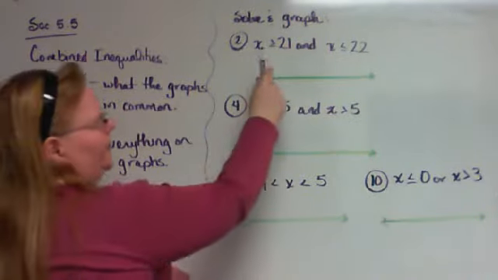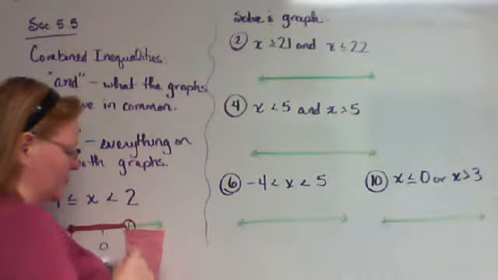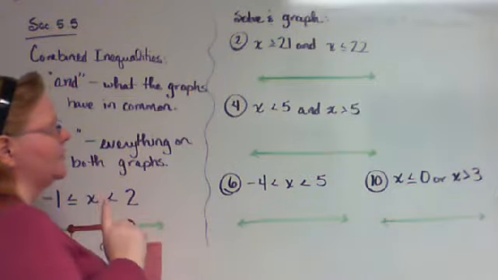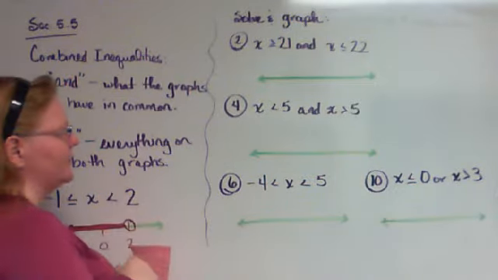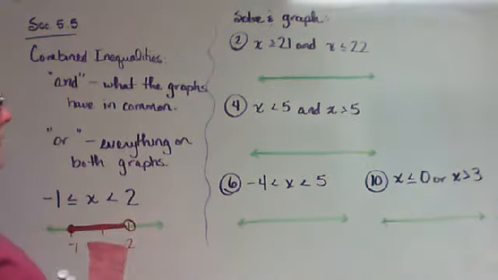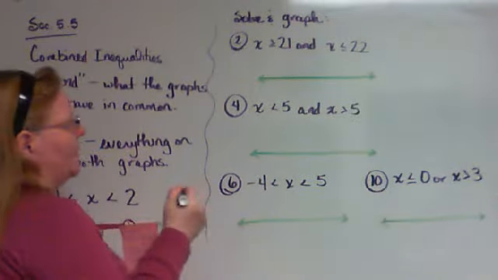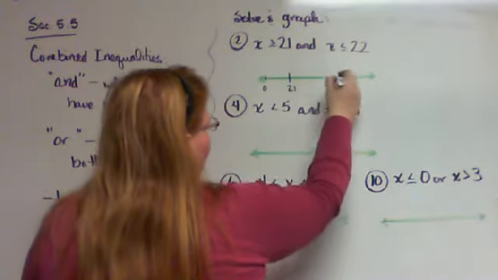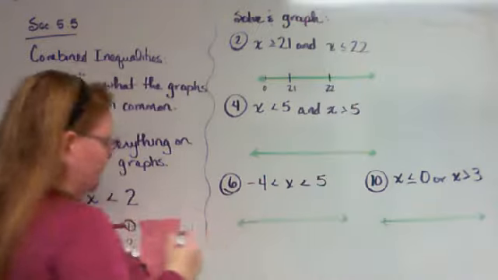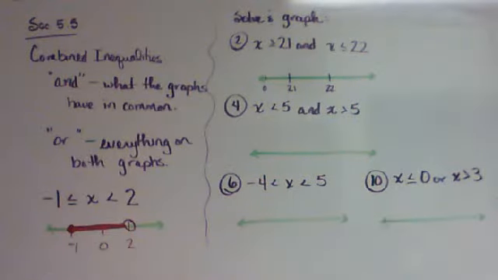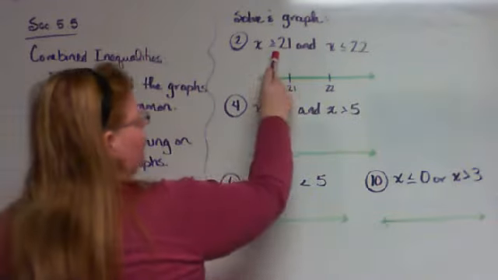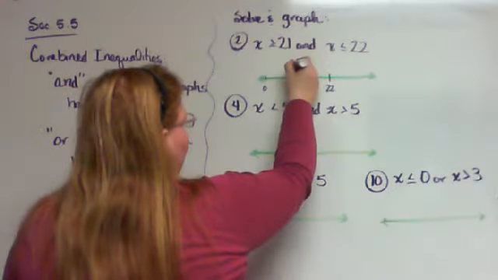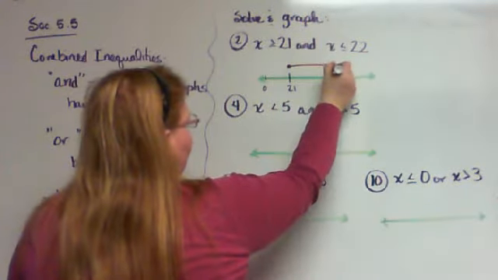Sometimes, though, they write the statements out like they did in number 2. For that kind of problem, you need to make sure you map out what both of them are. So the first thing I'm going to do is put my numbers up here. I know we've got a 21 we're dealing with, and over here somewhere is 0. And we've got a 22 we're dealing with. So for the first one, it says X is greater than or equal to 21. That means this is going to be closed, and it's going to go that way.